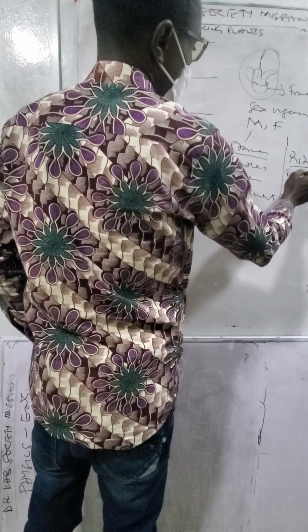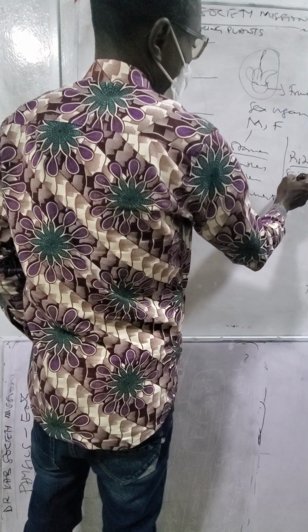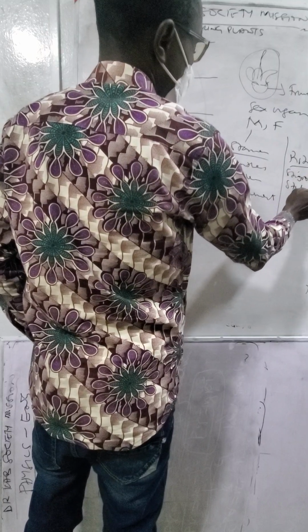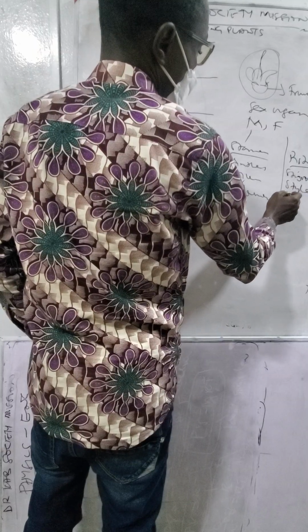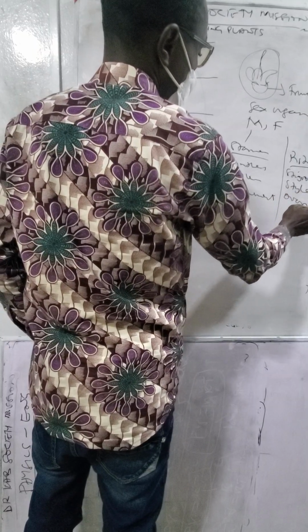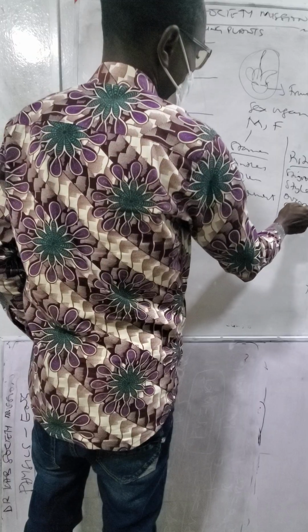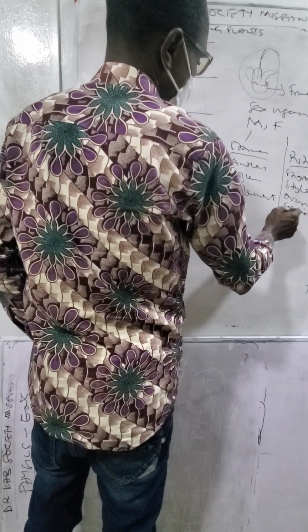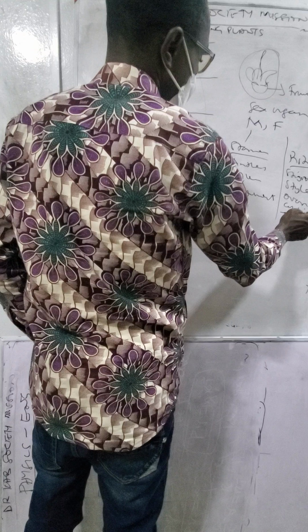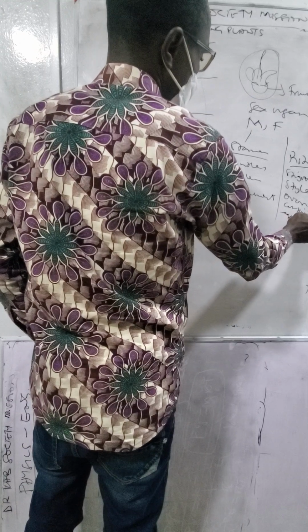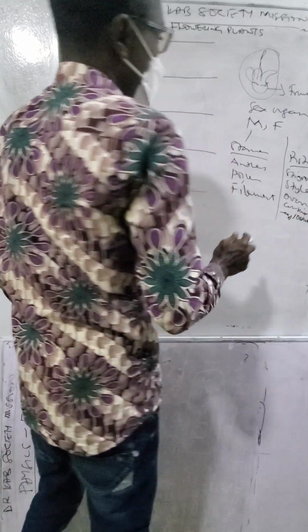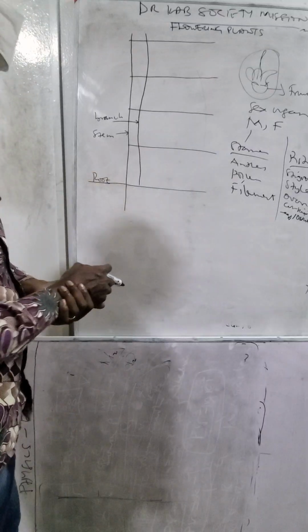We have the style. We have the ovary, which contains the eggs. The eggs are what we call the ovules. So basically, this is what the plant system is like.